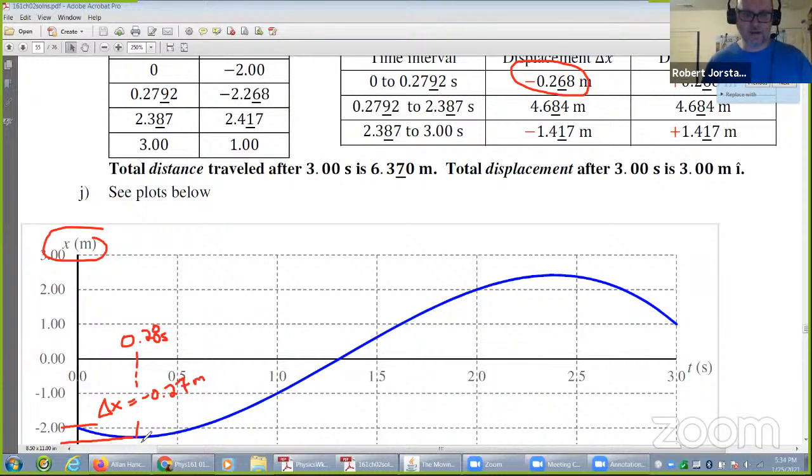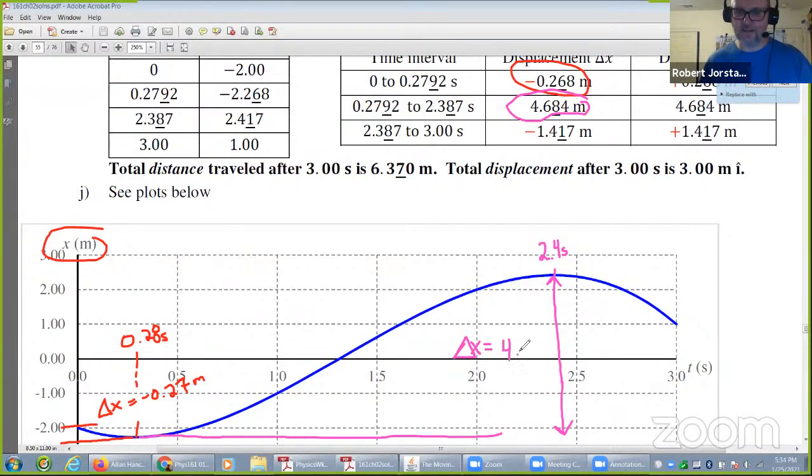Next, from right here to about right here, this is 2.4 seconds, right? So during this time, it's going to go up what this number is. So delta x is equal to, let's say, 4.7 meters or so. I'm just getting lazy. And then finally, it comes back down a little bit. Delta x is negative 1.4, let's say.